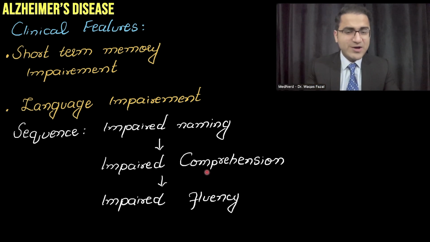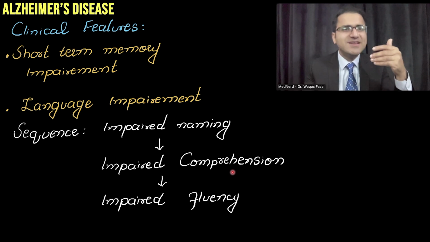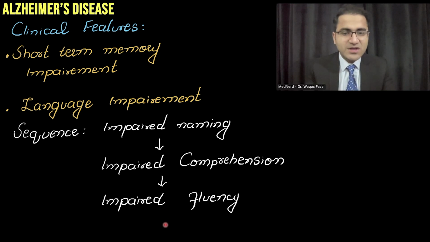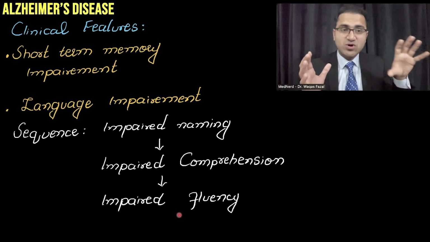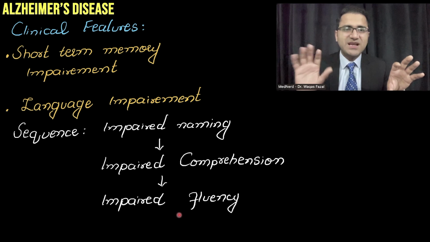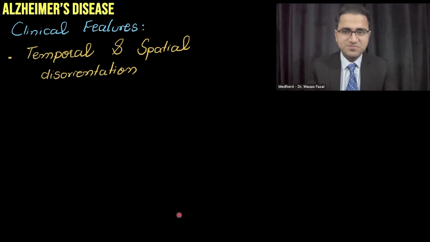Then there is impaired comprehension. Whatever you tell them, they cannot comprehend. They will nod in front of you, but they won't understand anything you are telling them. Then they have impaired fluency. As soon as they start forgetting the language, they don't even know how to speak. Therefore they will be speaking less, they will be depressed, and they will not be saying a lot of things other than the episodes of aggression and agitation that they experience. Most of the time they will be silent because there is impaired fluency in these patients.